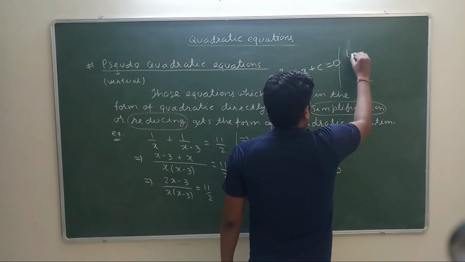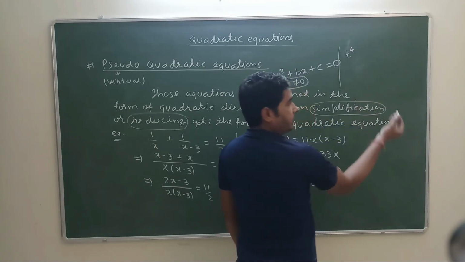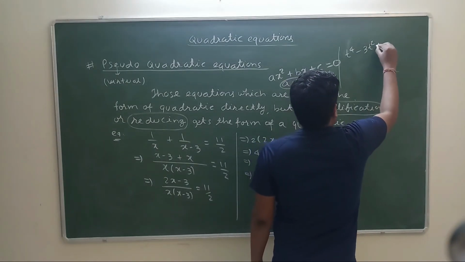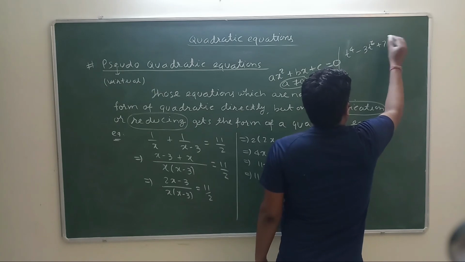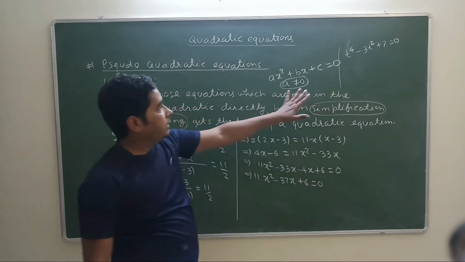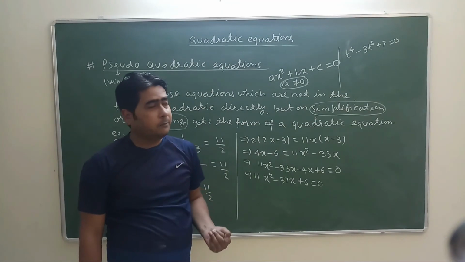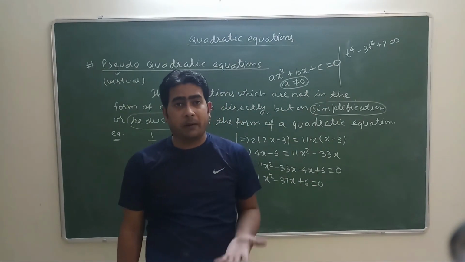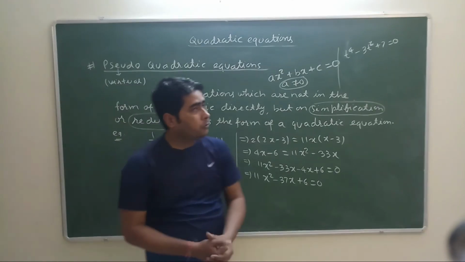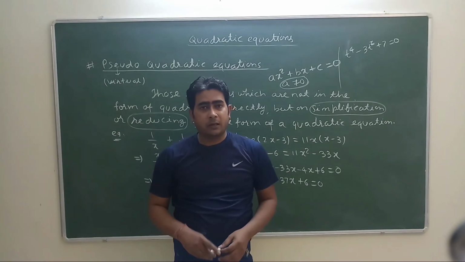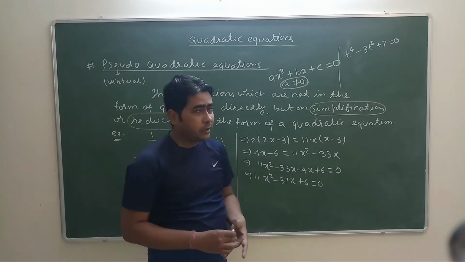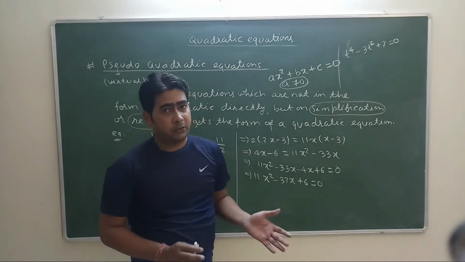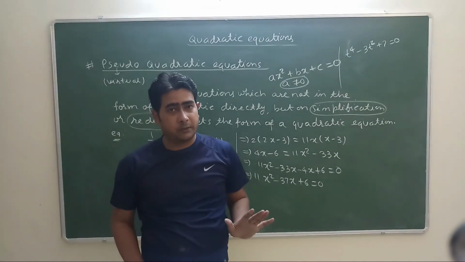Suppose there is an equation t to the power 4 minus 3t square plus 7 is equal to 0. If this is an equation in t, the variable is t, and the degree of t is 4, it means it is not a quadratic, it is biquadratic. I hope you know that if the degree is 1, that equation is a linear equation. If the degree is 2, it is quadratic, degree 3 means cubic, and degree 4 means biquadratic. So this is not quadratic, it is a biquadratic equation.